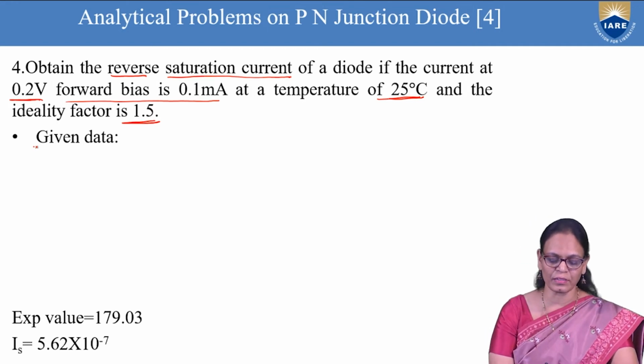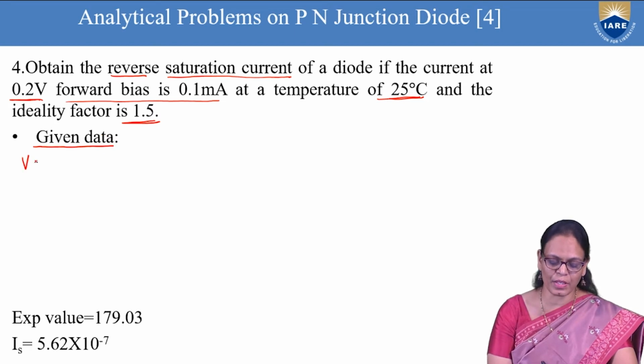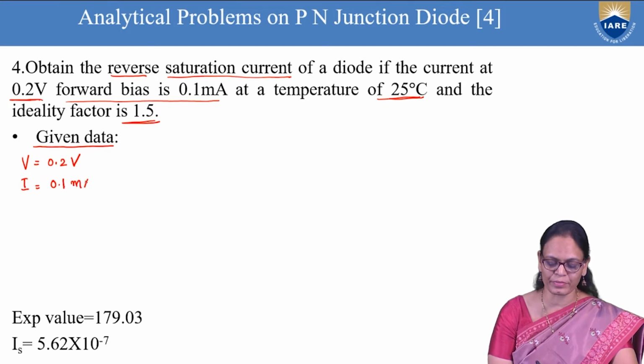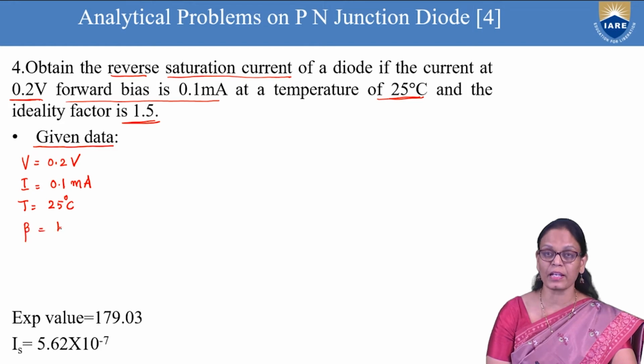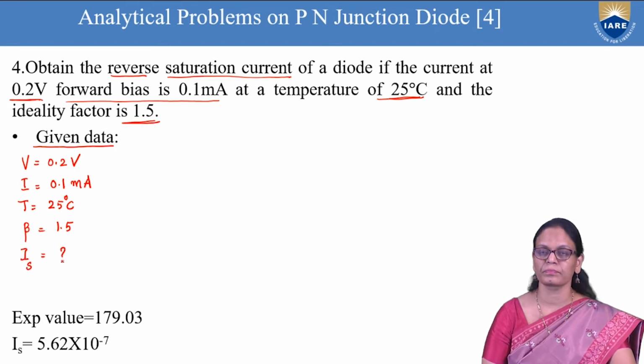So let us write the data. Current at 0.2 volt: the voltage is 0.2 volt and I is 0.1 milliampere, and the temperature is 25 degrees Celsius and the ideality factor beta is 1.5. We need to calculate Is. So the data is clear.